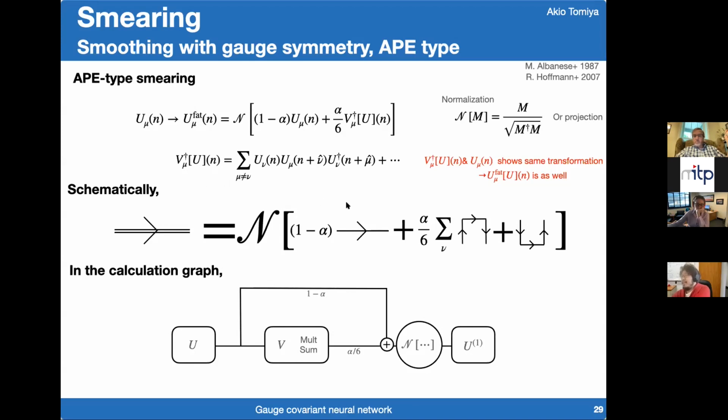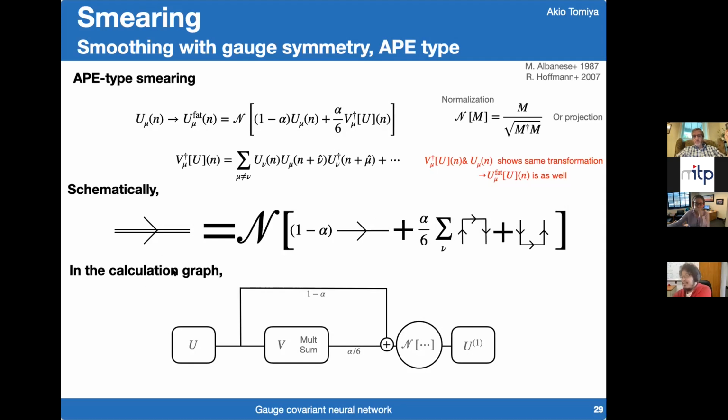And schematically, this smearing procedure is drawn like this: the link plus the associated bracket. Then we have to project or normalize to the link, because the result of this summation is no more on the gauge manifold, so we have to project back.